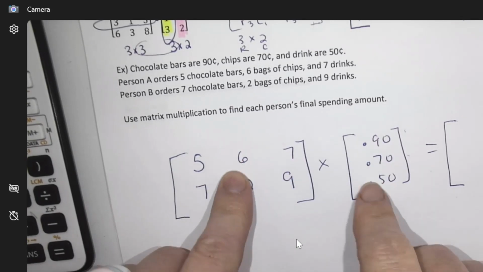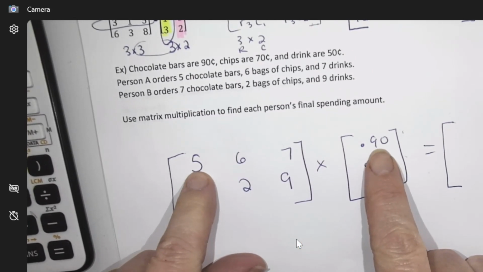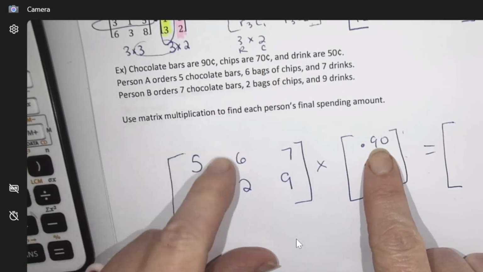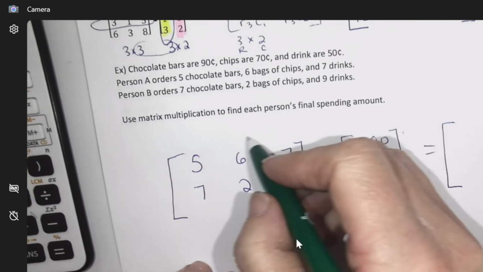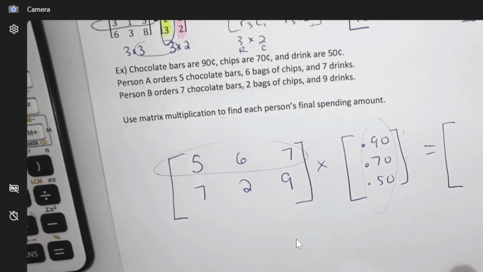Okay, so you can probably understand this math. 5 chocolate bars times 90 cents. That's what I'm doing in my matrix. 6 chips, 70 cents each. That's what I'm doing in my matrix. So I'm going to do this times this. Match, match, match. Go ahead.